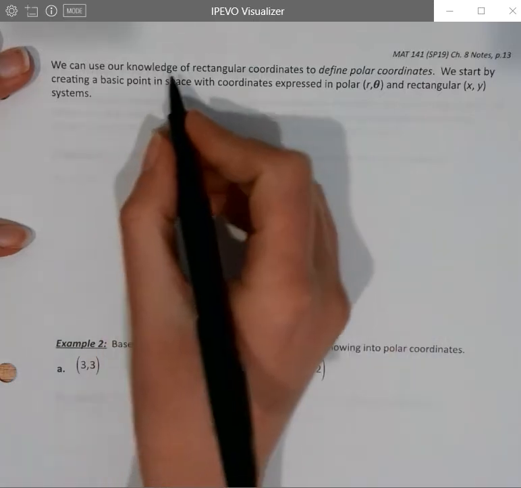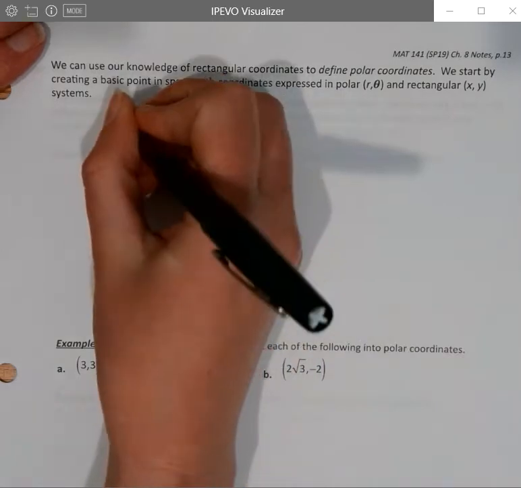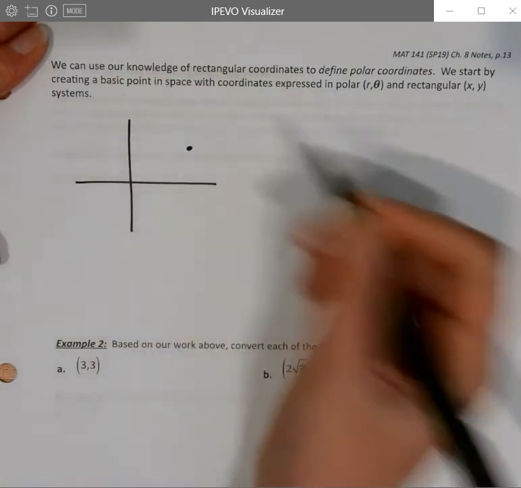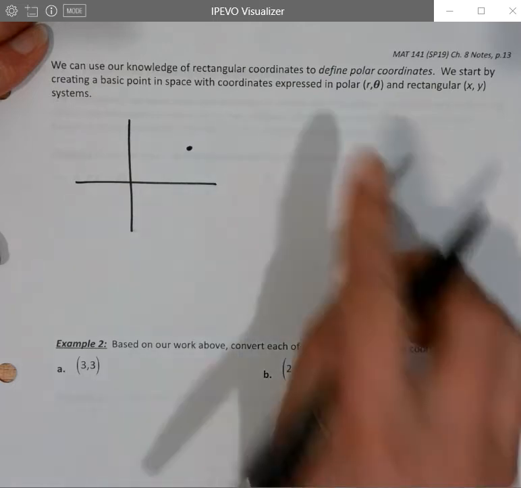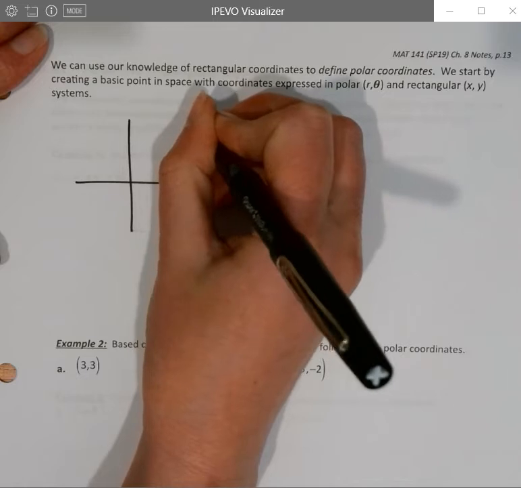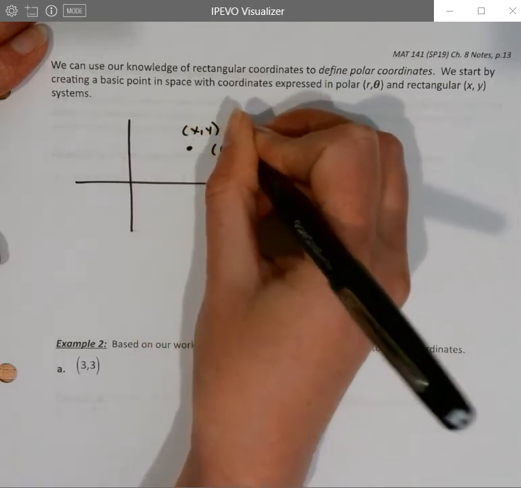We can use our knowledge of rectangular coordinates to define polar coordinates. So we start by creating a point in space that is expressed in both polar and rectangular coordinates. This point in rectangular would be x comma y. This point in polar would be r comma theta.